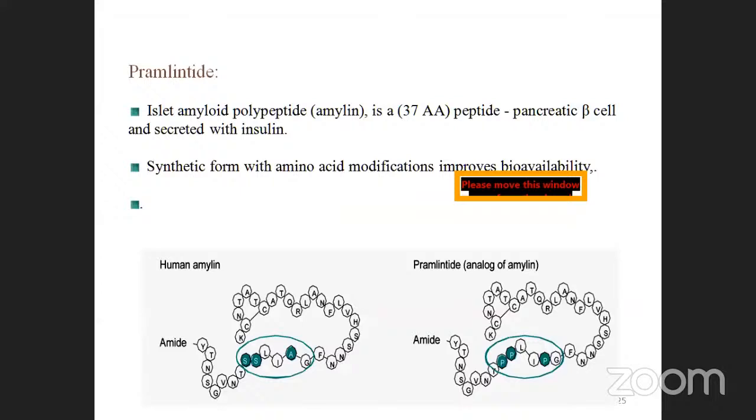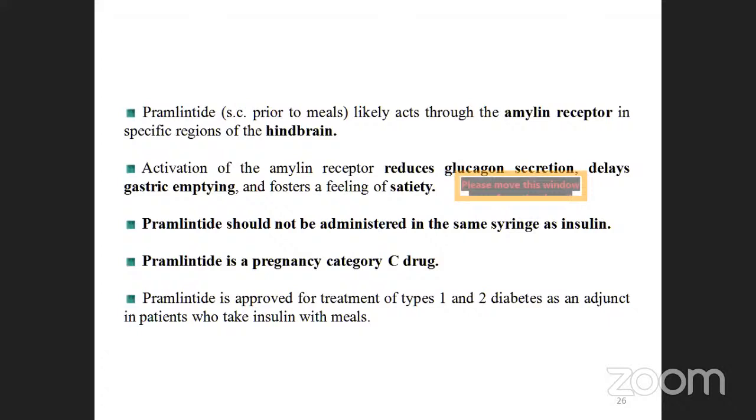Basically, you can say peptidase. So we have human amylin on the left-hand side, and on the right-hand side we have pramlintide. These are all injectables, so different configurations have been taken up. It's not a pharmacological issue. Pramlintide is given by the subcutaneous route prior to meals, and acts through the amylin receptors in a specific region in the hind brain. That is an interesting issue.